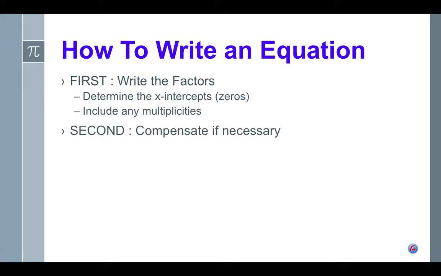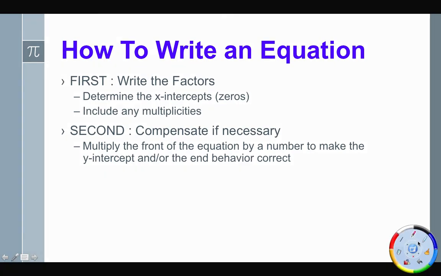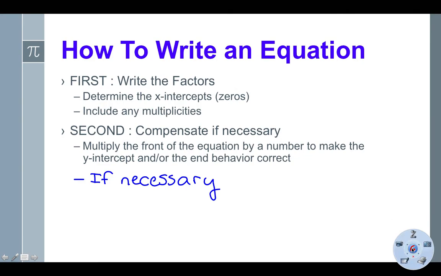Second, I'm going to call the compensation step. We're going to multiply the front of the equation by a number to make the y-intercept and or the end behavior correct, if necessary. Okay, so put in there, because I did not type it in, put in there, if necessary. It's not always the case. You don't always need to multiply. So that really is the steps on the how-to. So let's take a look at what it's going to look like.